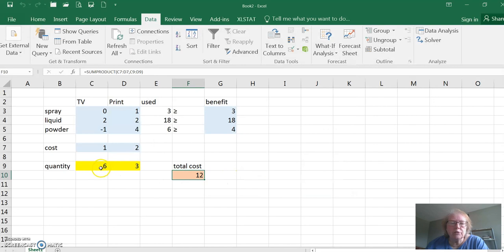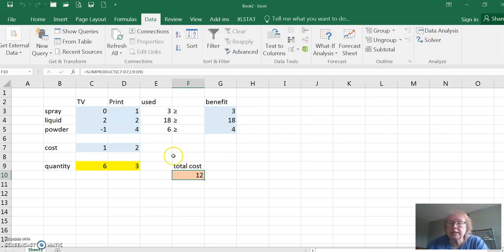And you can see I'm going to do 6 TV ads and 3 print ads, and it's going to cost me $12 million. So if I go to the boss and the boss says, $12 million, we don't have $12 million, I'm going to say, well, boss, if you want to achieve these goals, that's what it's going to take. If you want to change these goals, boss, we can change how much it costs. And if he says, well, okay, liquid detergent only needs to go up 10, you just change this 18 to a 10, click on your total cost, go up to solver, and resolve it.